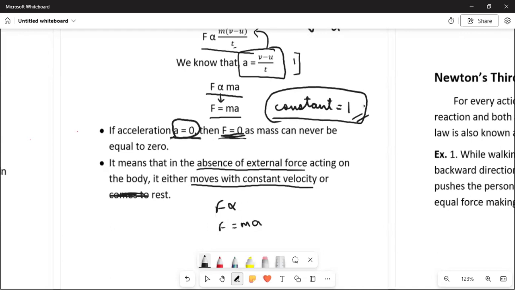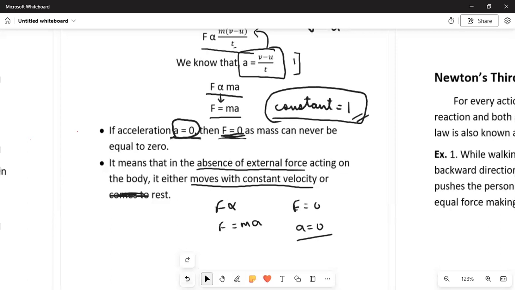And if there is no force, if F is equal to 0, then acceleration will be equal to 0, as there will always be some mass of the body, so A will be equal to 0. And as A is equal to 0, there will be no change in the velocity, because of which we will see a uniform motion. Right? We will get a uniform motion.